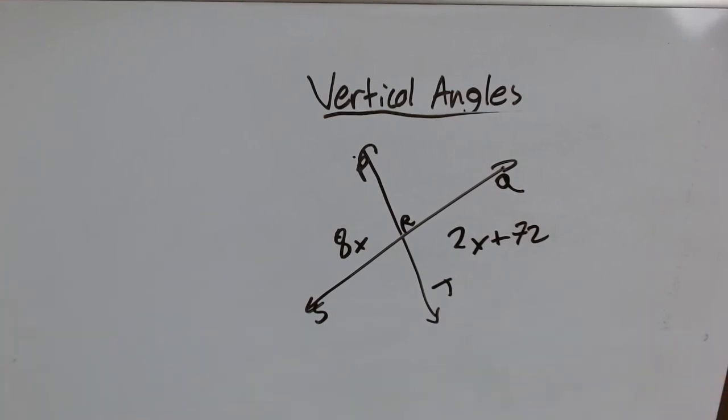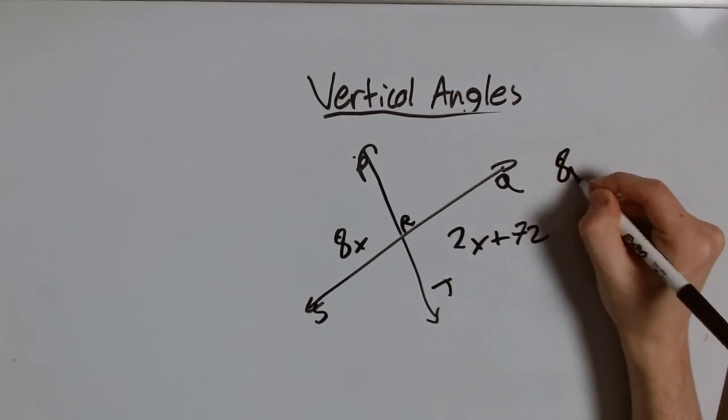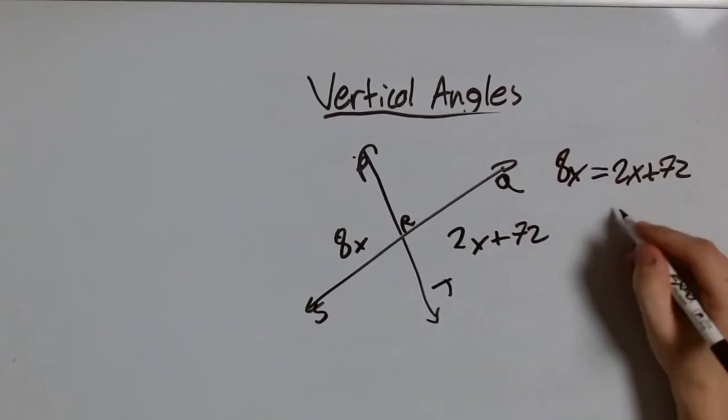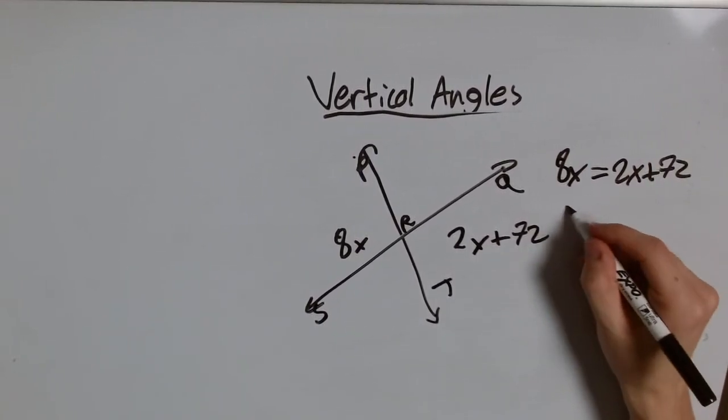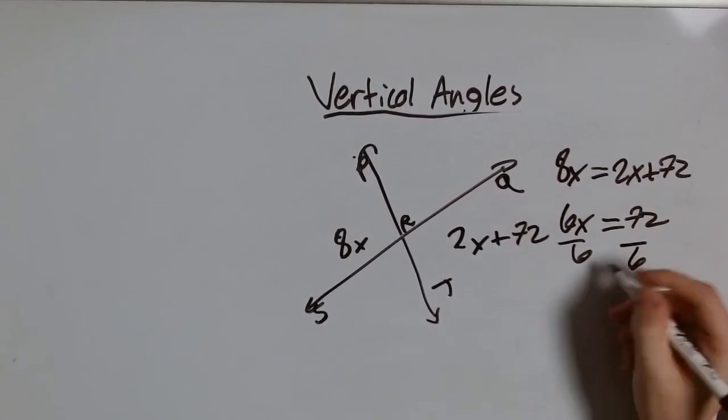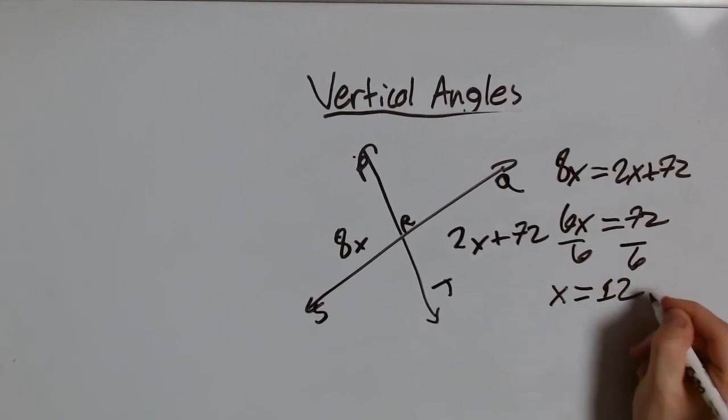We're using some algebra here. Ooh. Well, what are these values? Well, we know that they're opposite from each other, and that these are formed by two lines intersecting. So we know that they're vertical angles, which means they're equal. So we really just have an algebra equation. We have 8x equals 2x plus 72. This is simple. I subtract 2x, get 6x equals 72. I divide by 6. I get x equals 12.